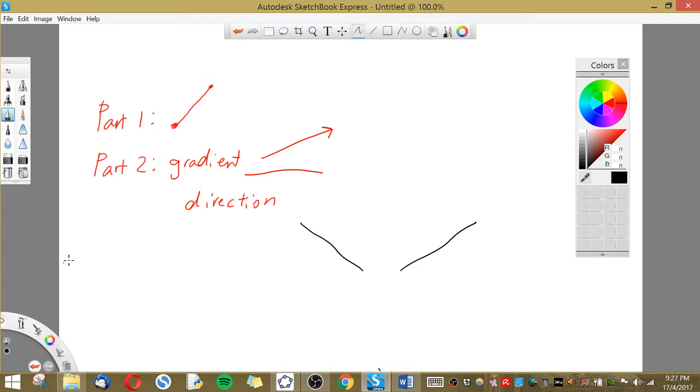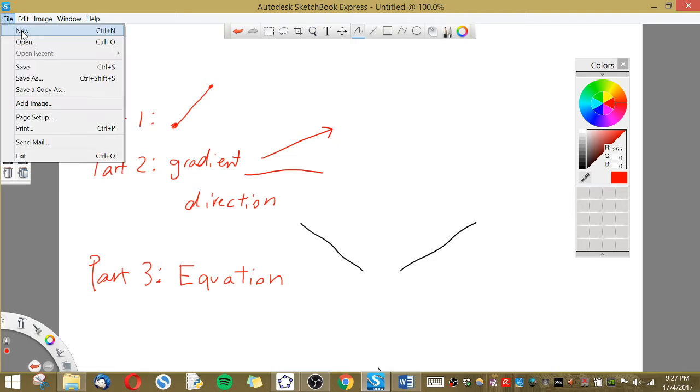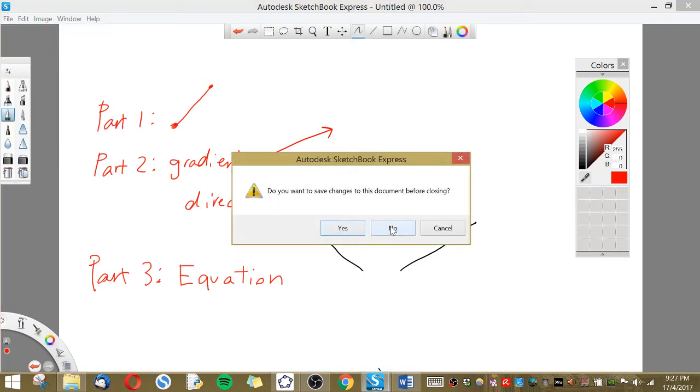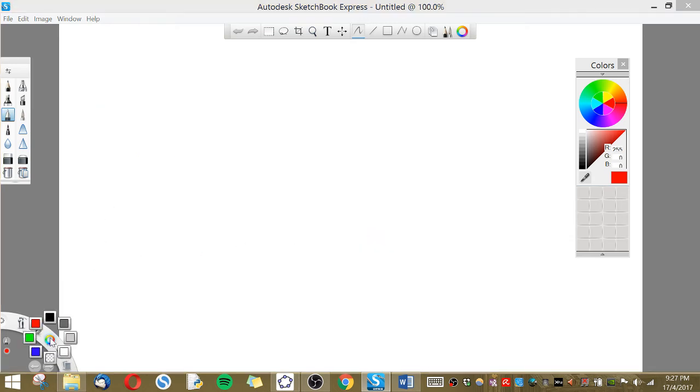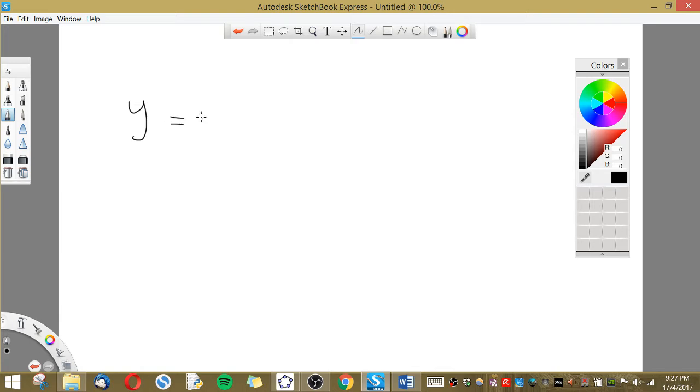Now let's talk about part 3. Part 3 is about the equation of a line. Maybe this is going to be a bit more difficult than either of the two parts, so please listen carefully. What is the equation of a line? I'm going to write it out here for you. The equation of a line is y equals mx plus c.